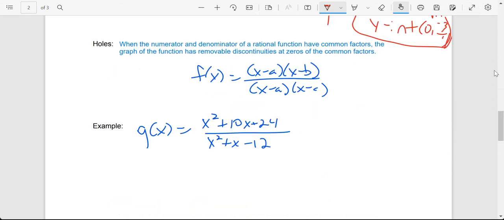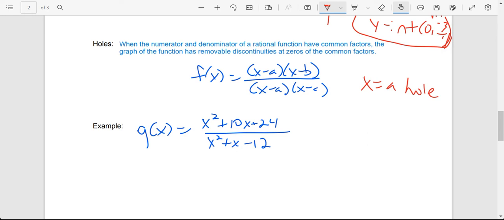I mentioned holes earlier in the year. So, what are holes? If I have the numerator and denominator, and we have a value that makes both the numerator and denominator 0, that value is the hole. I have the formal definition right here. Write it down. In this case, the hole would be at x equal to a. That value would make both numerator and denominator 0, whatever that value of a is.